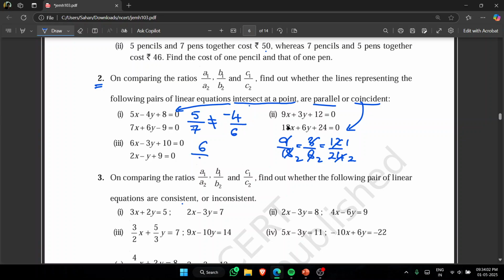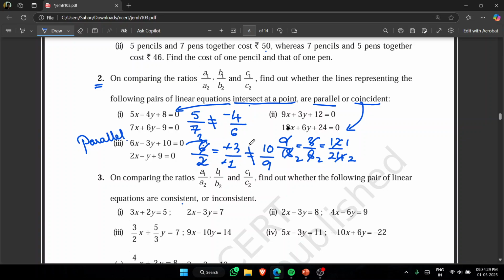Here 6 by 2, minus 3 by minus 1, and 10 by 9. So here it is minus 3 by minus 1. a1 by a2 is 3, b1 by b2 is 3, minus minus cancel, 3 equal to 3 but not equal to 10 by 9. So this one is parallel lines, no solution, inconsistent.